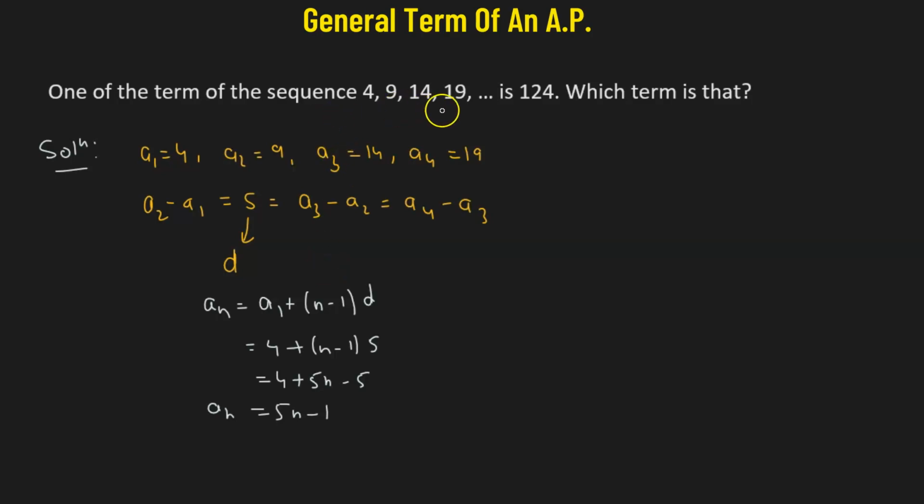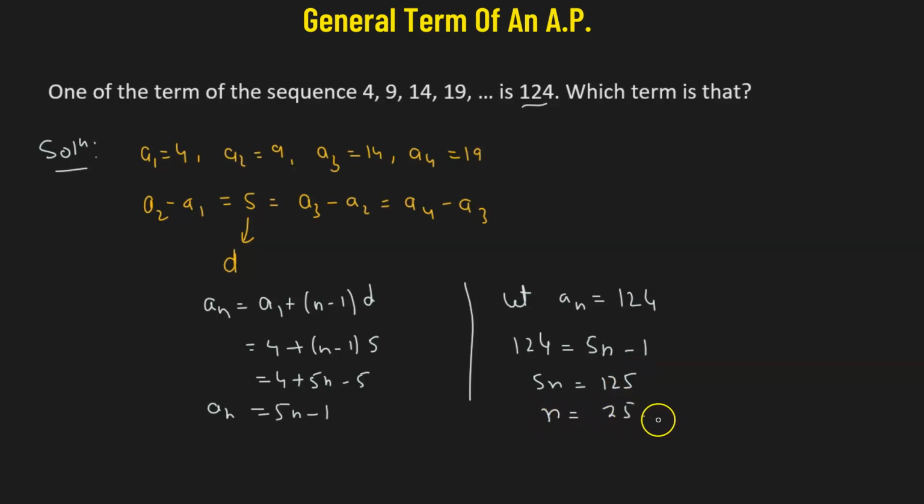Now it's given here that one of the terms is 124. So let's suppose that the nth term is actually 124. So that means 124 must be equal to 5n minus 1, or simply 5n equals 125. So n is equal to 25. This means that the 25th term of this particular arithmetic progression is 124. Let's move on to the next problem.